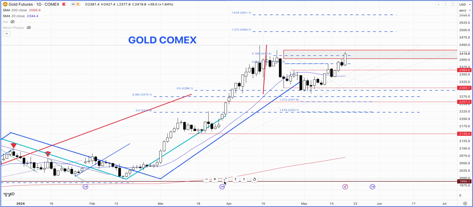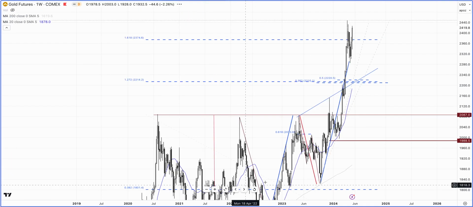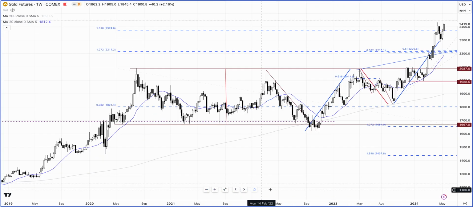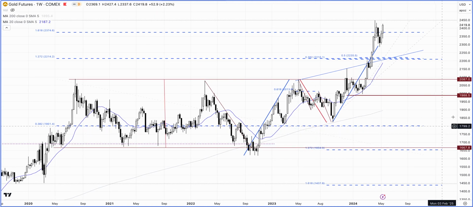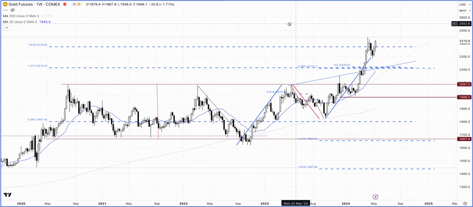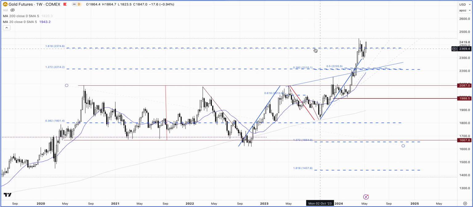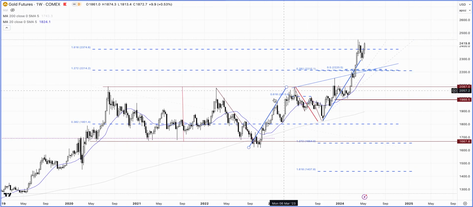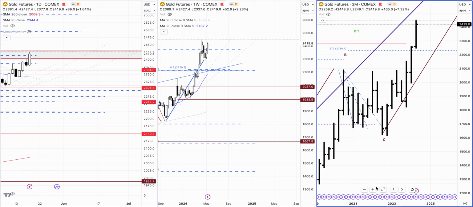Now if we just take a look at the weekly chart, just reorientate this one, and here what we can see is this chart is also really looking really strong. It's actually getting above the 1.618 expansion, so we do have further targets that we can take a look at, and let me show you those longer term on this quarterly chart.